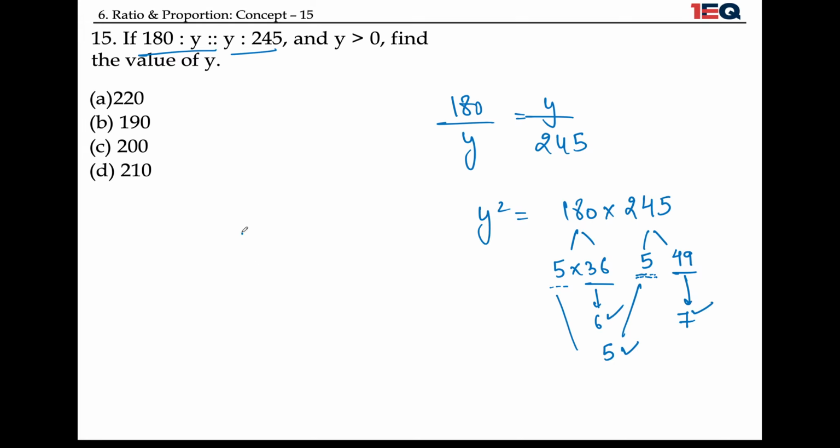Now I need to find out the value of y. The value of y is nothing but 5 into 6 into 7. 5 sixes are 30, 30 sevens are 210. Okay, the value is nothing but 210. Okay, and I'm good to go. Moving to the next concept, the fourth proportion, as I've already talked about.